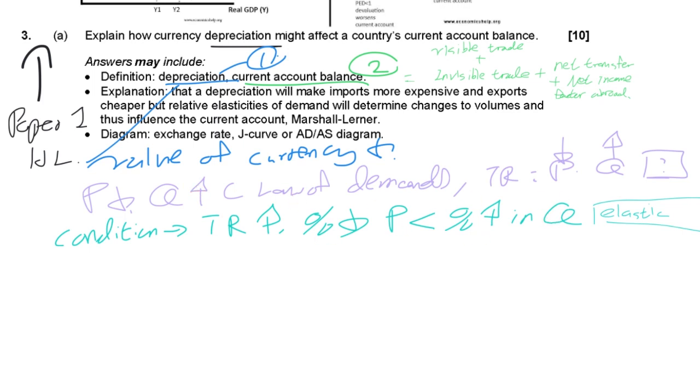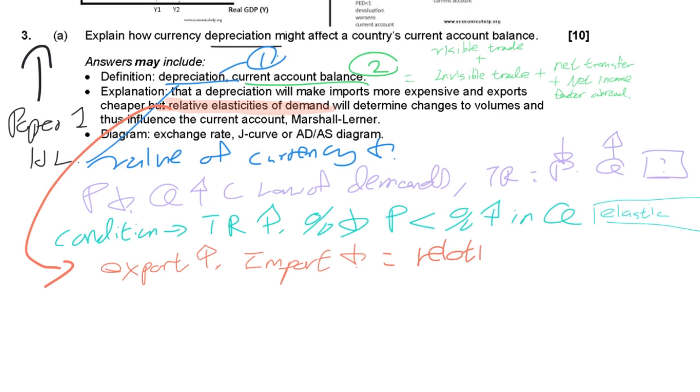Now in international trade, things become more complicated. In the mark scheme, it talks about relative elasticities. What does that mean? You cannot just say that when the value of the currency drops, the export becomes cheaper, so exports increase. On the other hand, imports become expensive, so imports will drop. How would it affect the current account? It depends on the relative changes of exports and imports. This makes things more complicated in international trade, because we have to look at both export and import.